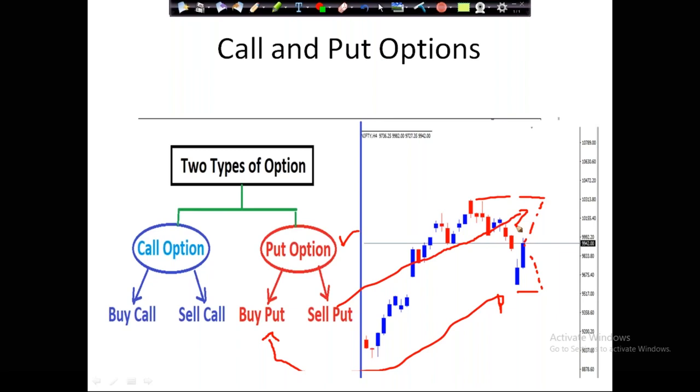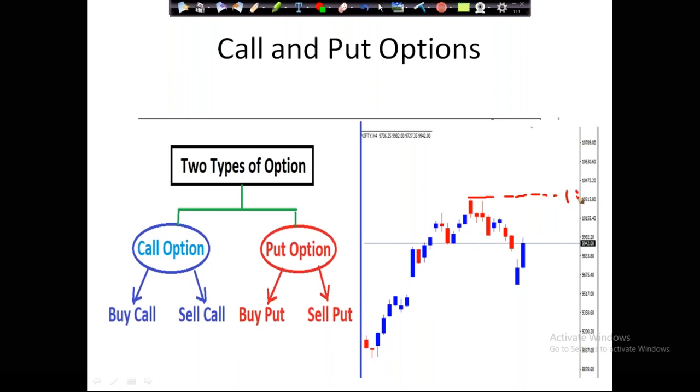Now most of the people are confusing here. Buying call, so I'm thinking that price will go up to this level, 10,300. So one guy thinking, he is a call buyer. Here are two guys, one is buyer and another is seller.